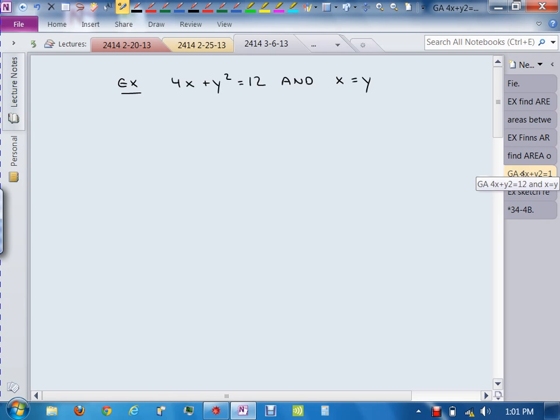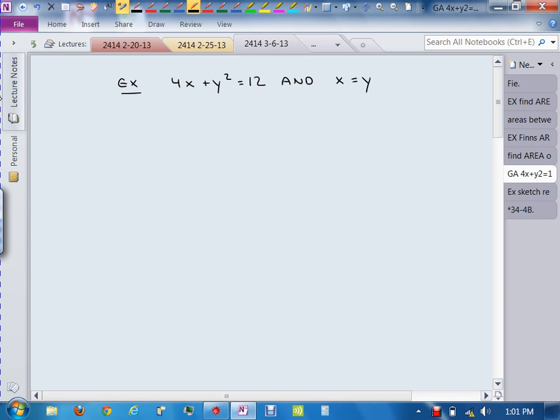So the instructions on this problem are to find the area of the region bounded by these two curves. 4x plus y squared equals 12, and x equals y. So the first thing you have to do is draw the region. You have to know how to draw this. So shall we try by hand, or how many of you, anyone feel good with their calculator yet? I mean, yeah, I showed you how to do the parametric mode. All right, let's try this by hand.